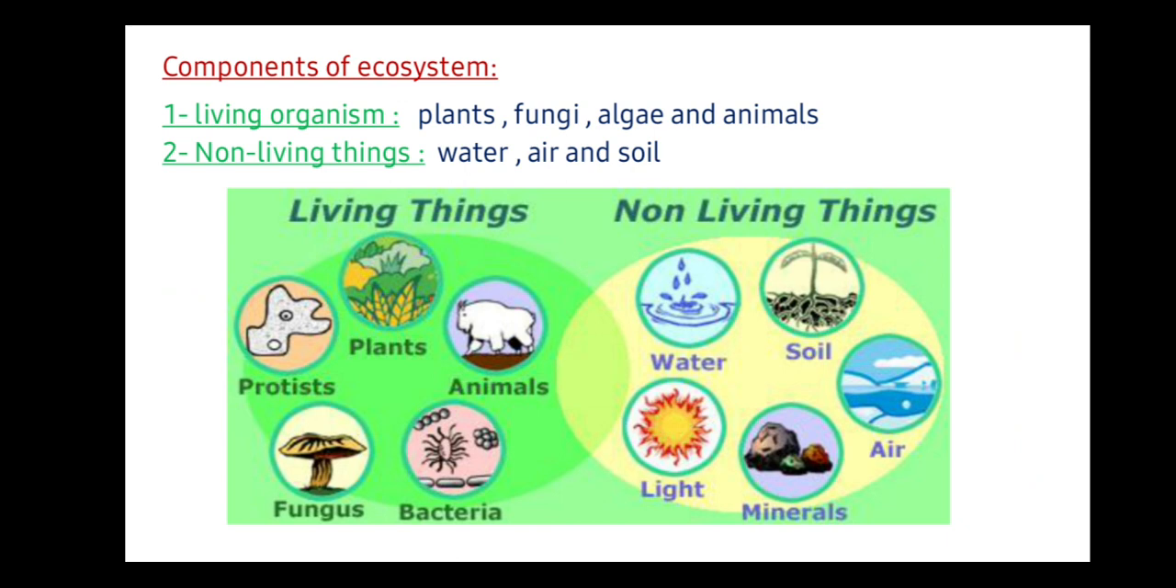After that, you have to know the components of any ecosystem. Any ecosystem consists of living organisms and non-living things. Living organisms like plants, fungi, algae, and animals, and non-living things like water, air, and soil.